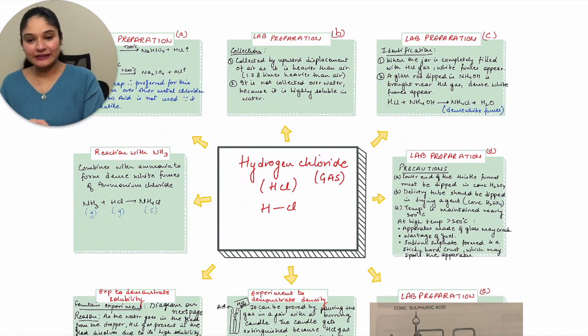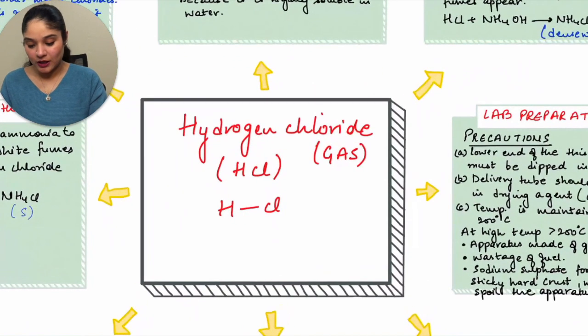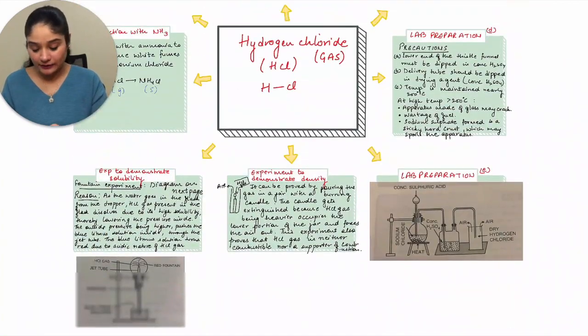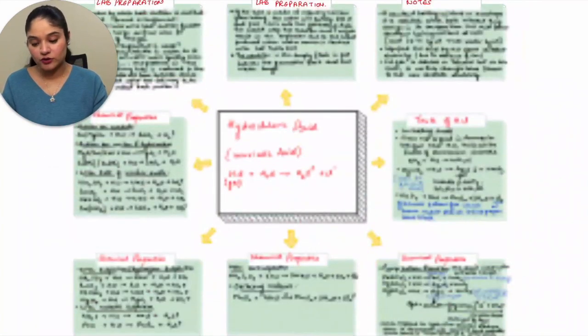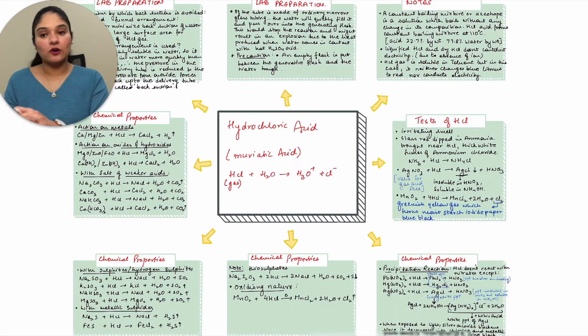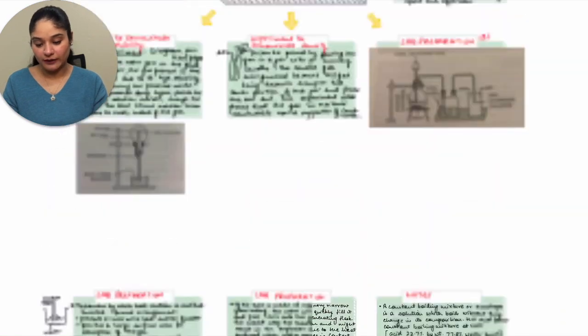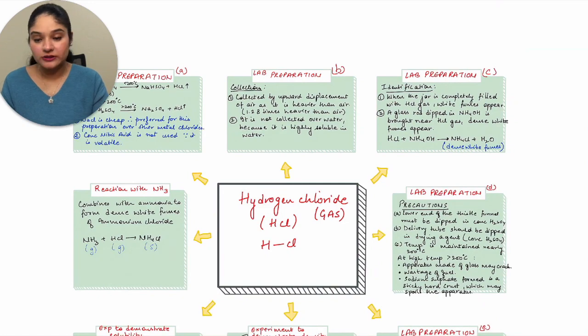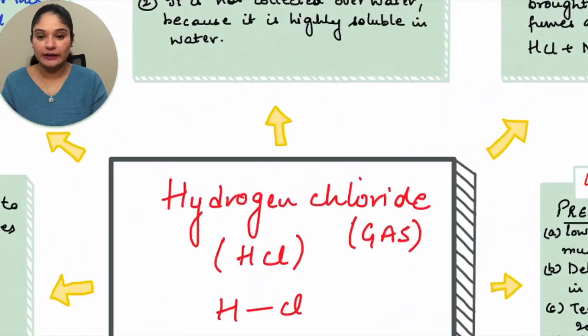Now, let's get started with hydrogen chloride. So how are these notes working? I have hydrogen chloride gas on one page, and hydrochloric acid on the next page. So we'll work on one page at a time. I don't have any diagrams in this one; I have mentioned them right here. So let's get started with HCl gas, that is hydrogen chloride gas.